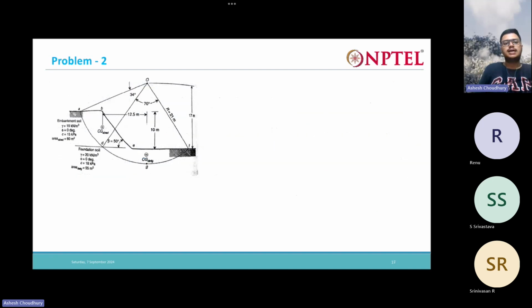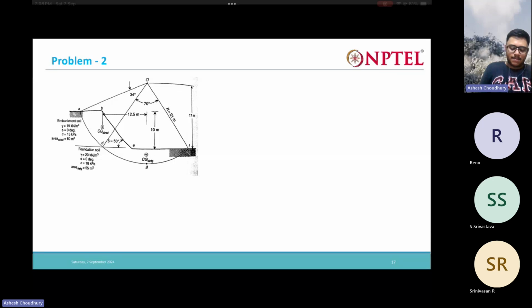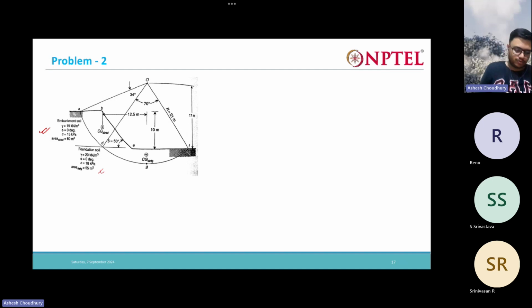So this is the slope that is given to us. The embankment soil properties are given. The foundation soil properties are given. We need to keep on calculating the factor of safety, first for the unreinforced, then for the reinforced, and again for the multiple reinforced. Okay, so let us see.